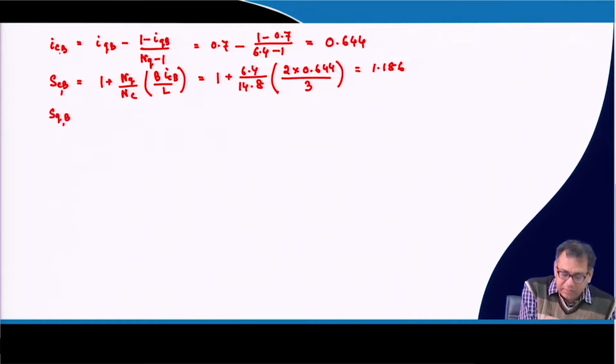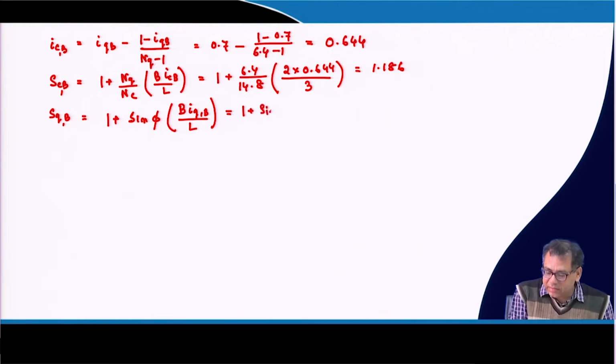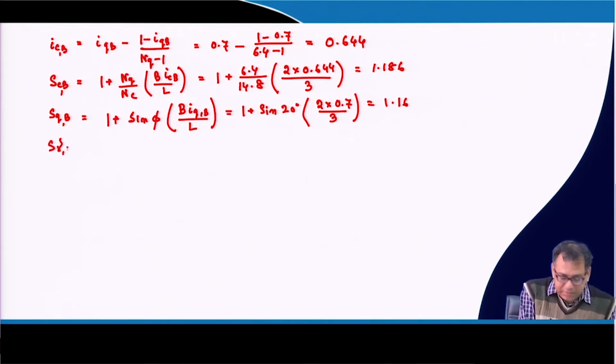Similarly, SQB is equal to 1 plus sin phi, then B IQB divided by L. This B is in suffix, remember that. So, 1 plus sin 20 degree, then B is 2, IQB is 0.7, divided by 3. So, this is 1.16.